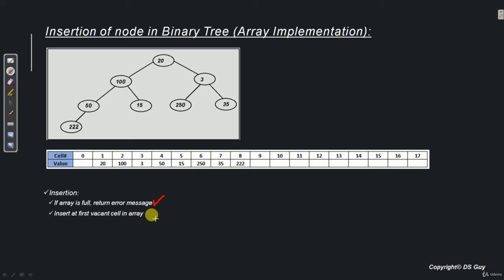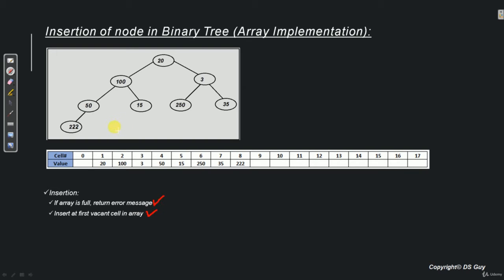So in case the array is not full and we have space in the array, we can simply insert the desired value in the tree. Now how do we do that? There are certain specific steps for that which we'll talk about now.